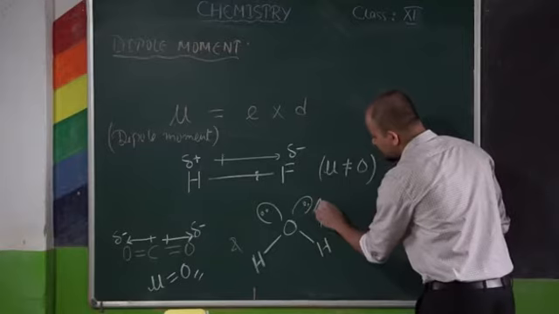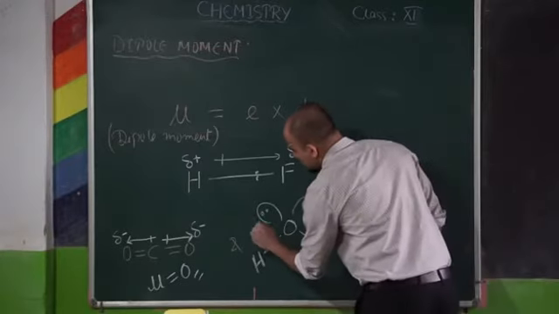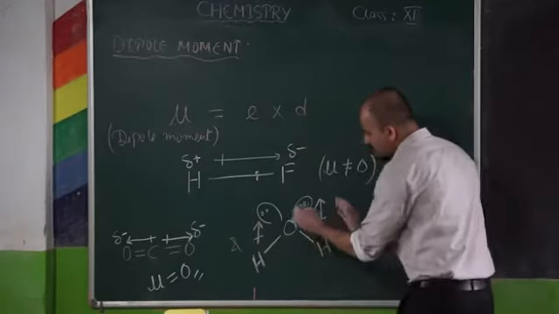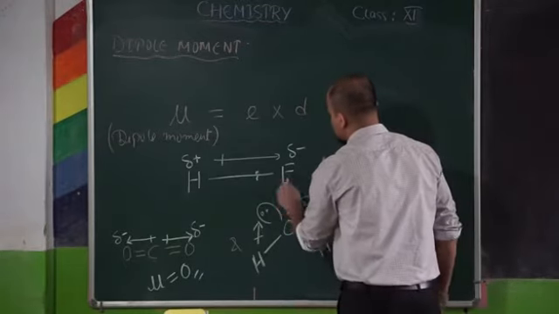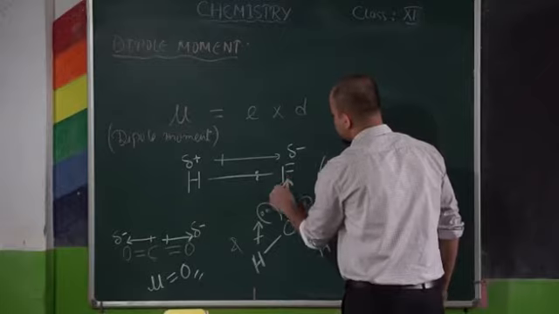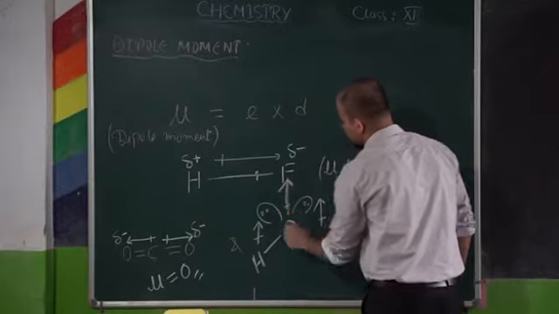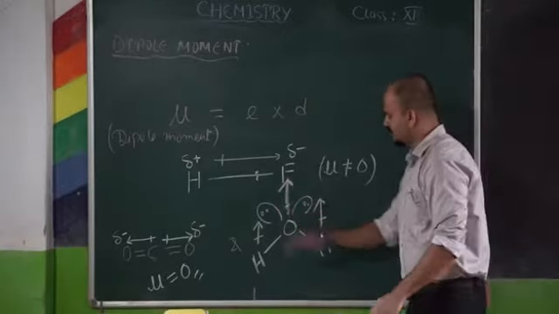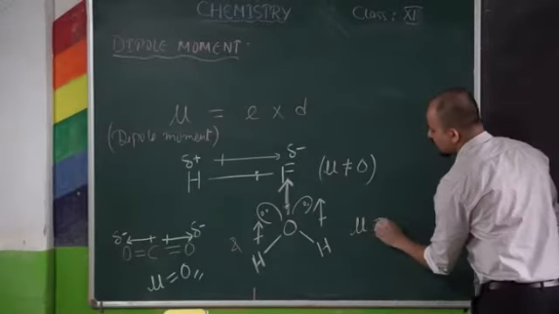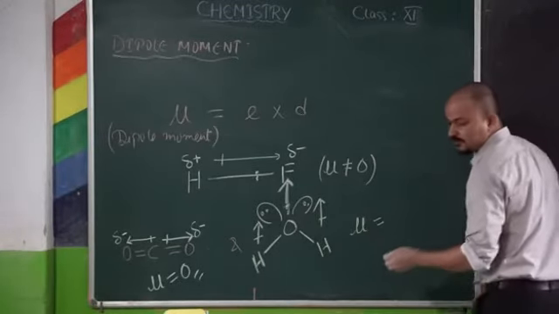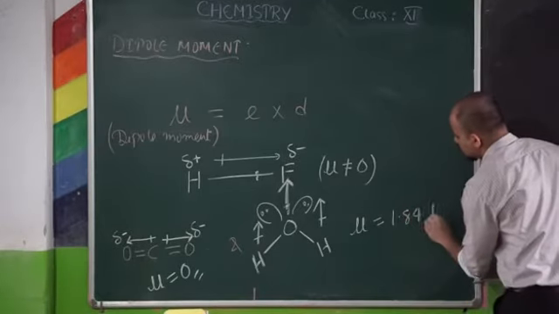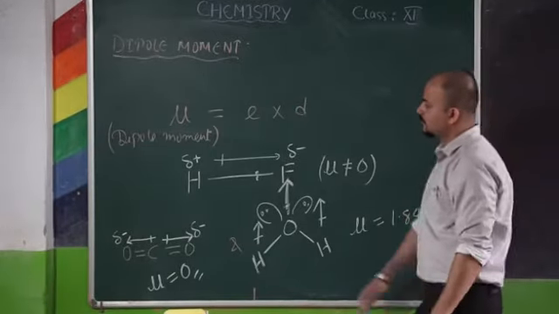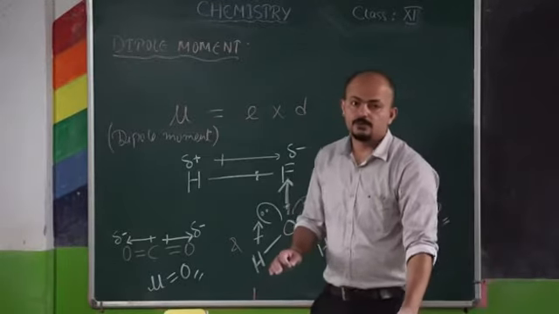Therefore, each bond moment will be towards the oxygen side. As a result, since both are in the same direction, this water molecule will have a net dipole moment in the upward direction. Its dipole moment is not equal to 0. It is around 1.84 D. So this was the application of dipole moment.